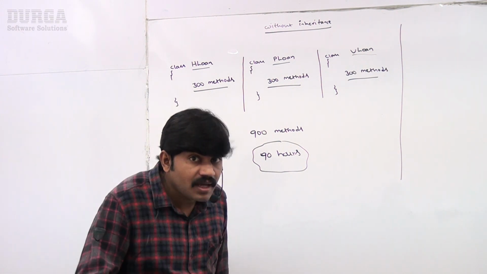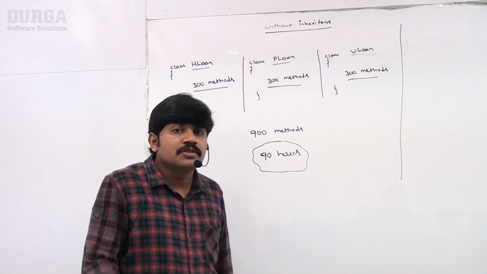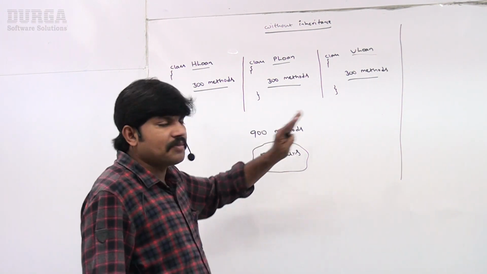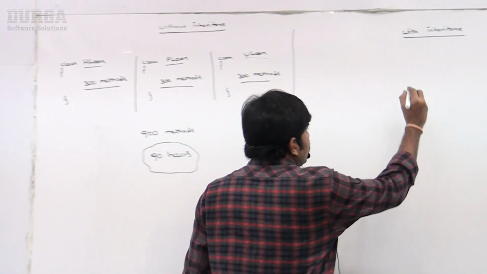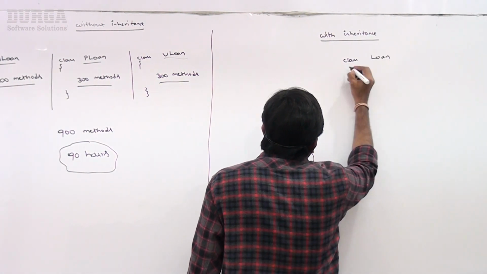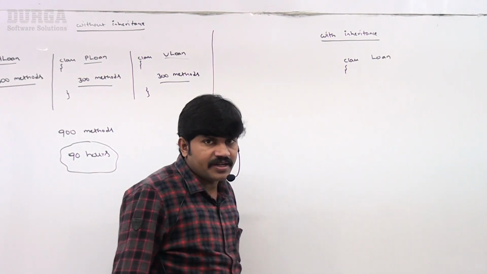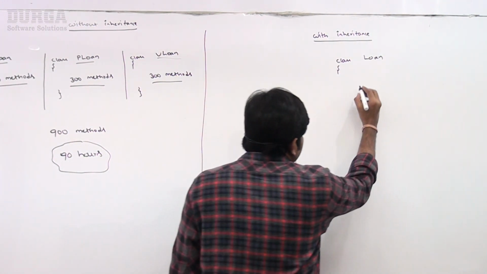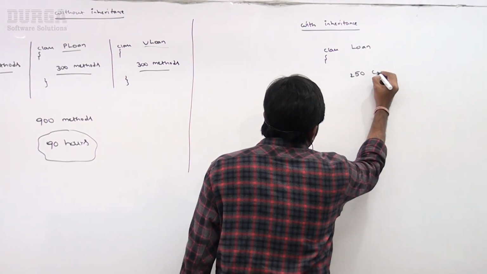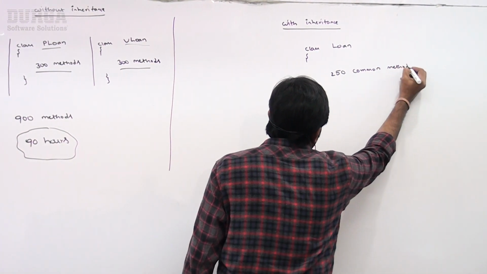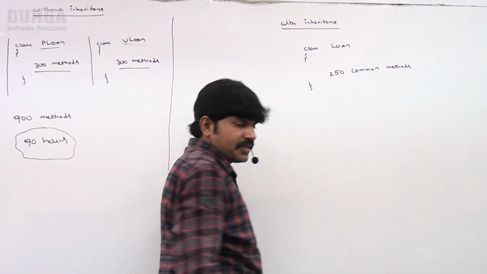To resolve that with the inheritance concept, separate the common methods into a separate class. So write a class named Loan. How many common methods are there? 250 common methods are there.